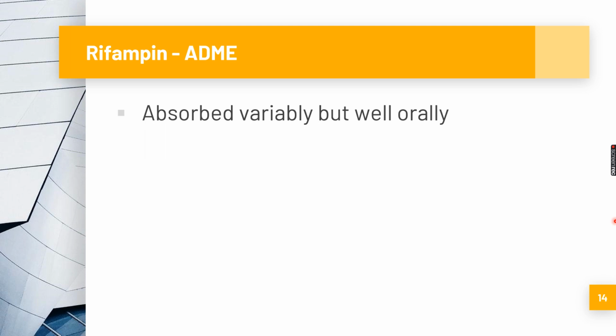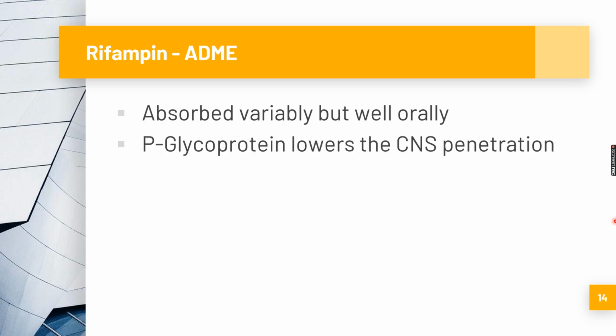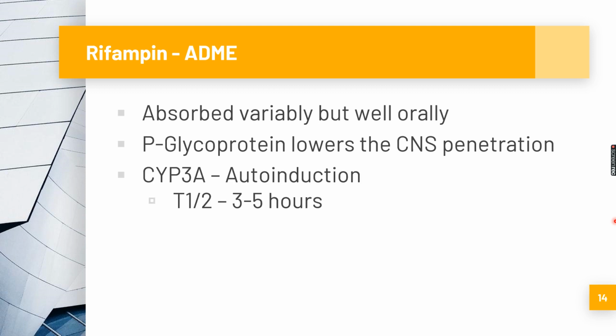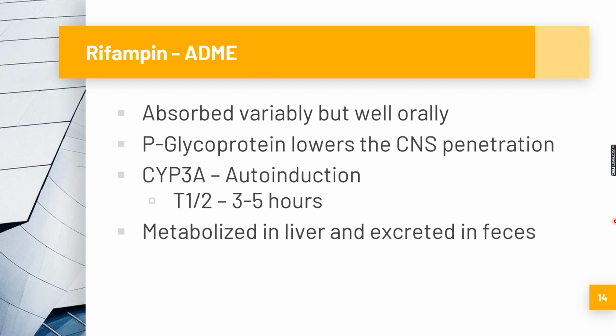But rifampin can be given orally and it's very well absorbed. The P-glycoprotein lowers CNS penetration, but still it's not a big problem in the management of CNS tuberculosis infections. It causes autoinduction of its own metabolism by inducing CYP3A enzymes, and the half-life of rifampin is around 3 to 5 hours. Rifampin is metabolized in the liver and excreted in feces. One-third of the drug is excreted in urine.